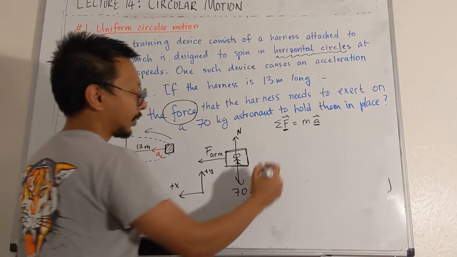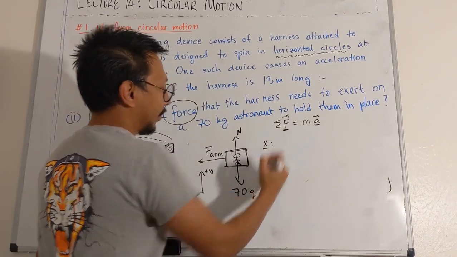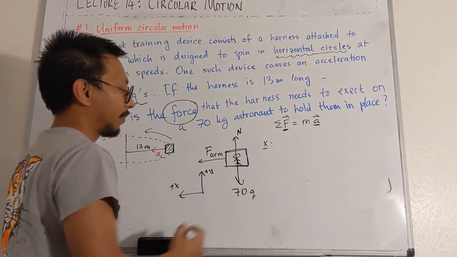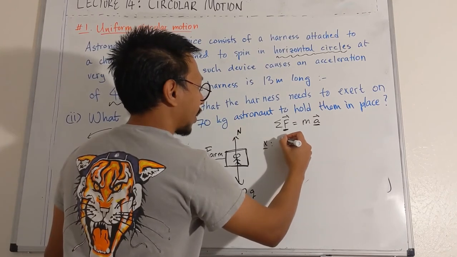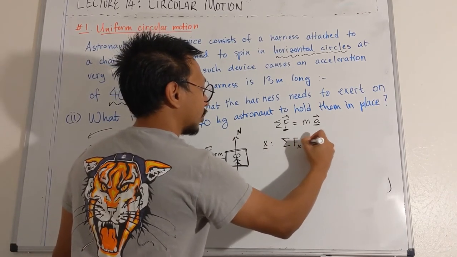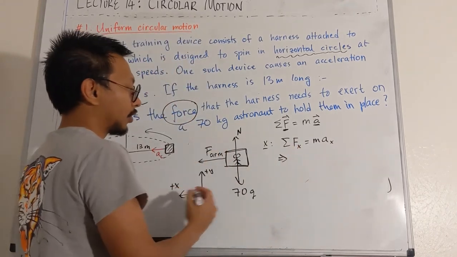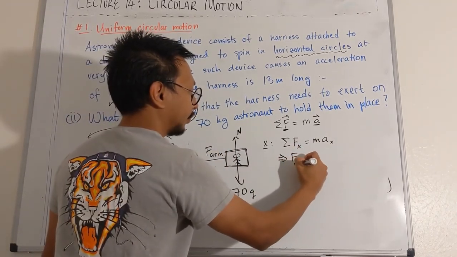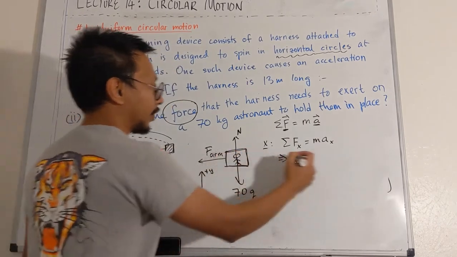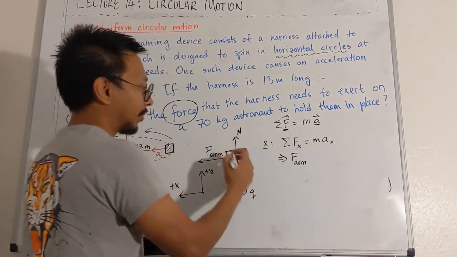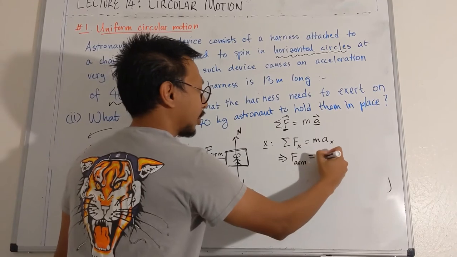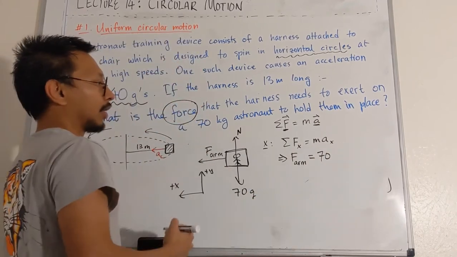In the x direction, what do we have? In the x direction, we have the summation of F_x equals m times a_x. What are the forces? There is only one force in the x direction, which is F arm. m is the mass of the astronaut, so 70 times a.